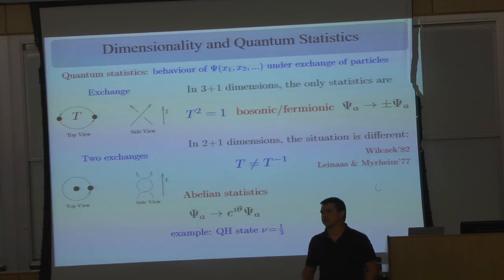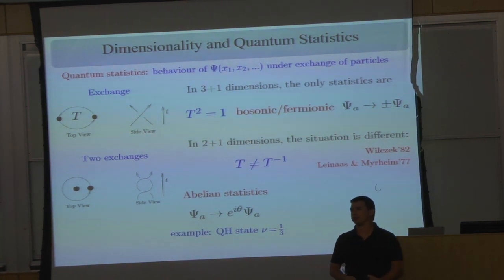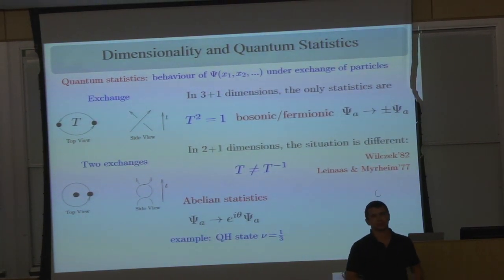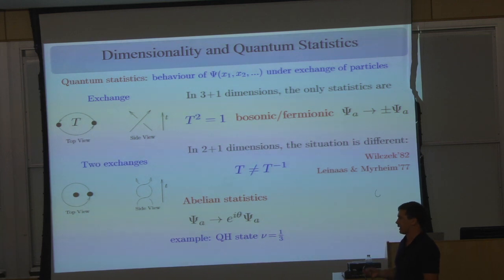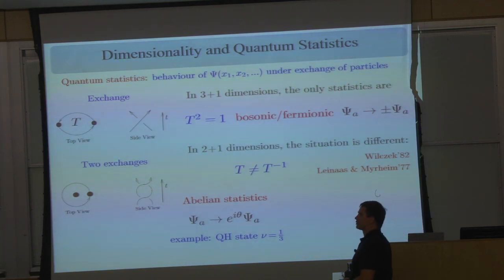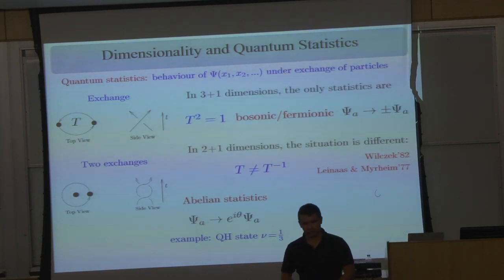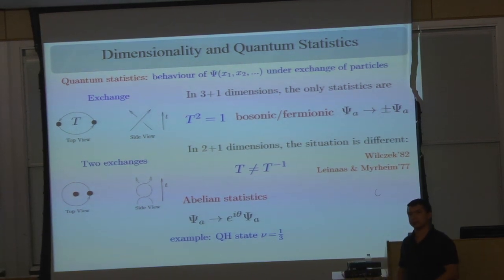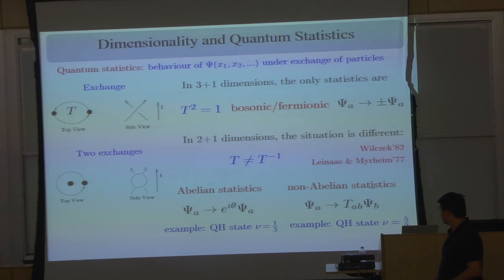This is, of course, a very interesting fact, to show that there are different statistics than just bosons and fermions. It has fundamental implications for all of physics. But actually, what we are trying to achieve is something even more complicated.